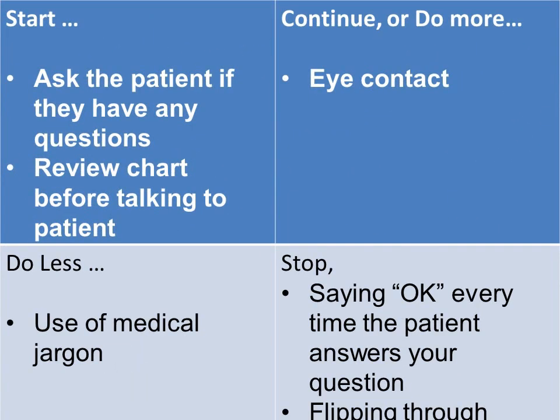Here's an example of a note taken during an observation of a learner gathering information from a patient. Under the start quadrant, the observer has jotted down that the learner needs to start asking the patient if they have any questions and reviewing the chart before talking to the patient. They should continue or do more eye contact while talking to the patient and do less use of medical jargon. They should stop saying okay every time the patient answers a question or flipping through the patient chart during the interview.